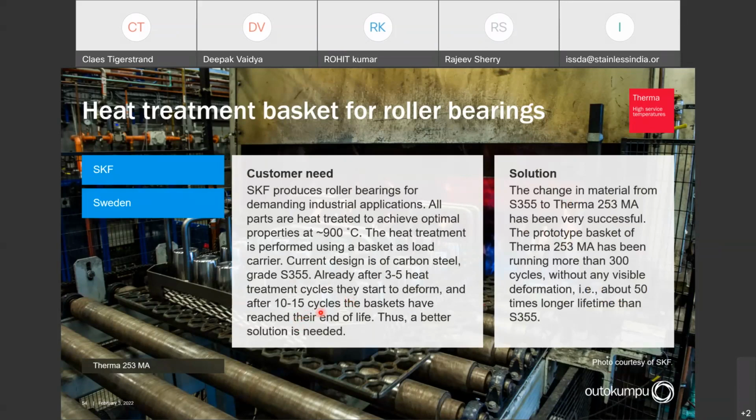So they were considering using stainless steel instead and going for our Therma 253 MA, and they have used this as a prototype, and they can see that this can run for more than 300 cycles. So that means a 50 times longer service life than using carbon steel. So also from a life cycle perspective, of course, it's a more expensive material, but you can get a much longer service life from it.